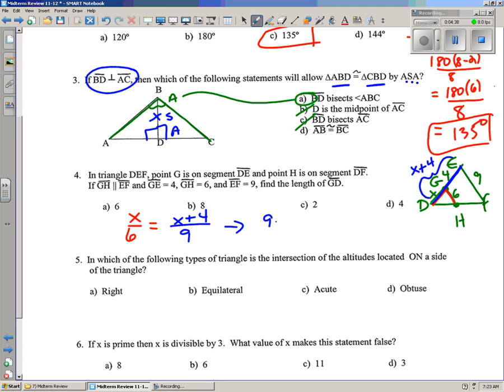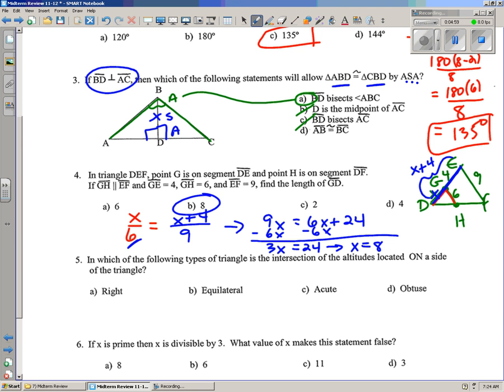We would get 9x equals 6x plus 24, remembering to distribute the 6 to both terms. Subtract 6x. We get 3x is 24. Divided by 3, x would be 8. So if x is 8, that is GD. That's what we call GD.